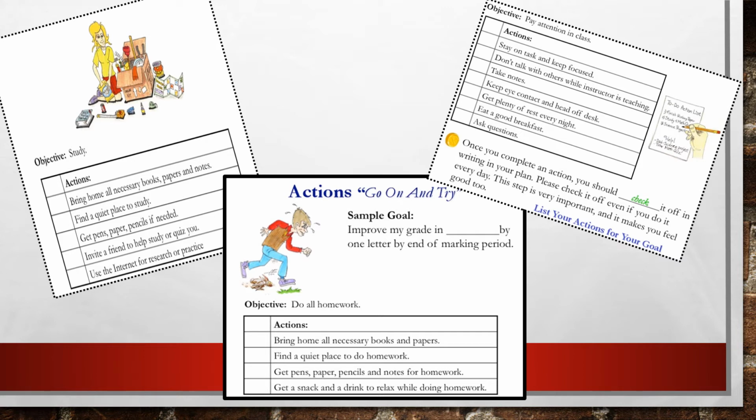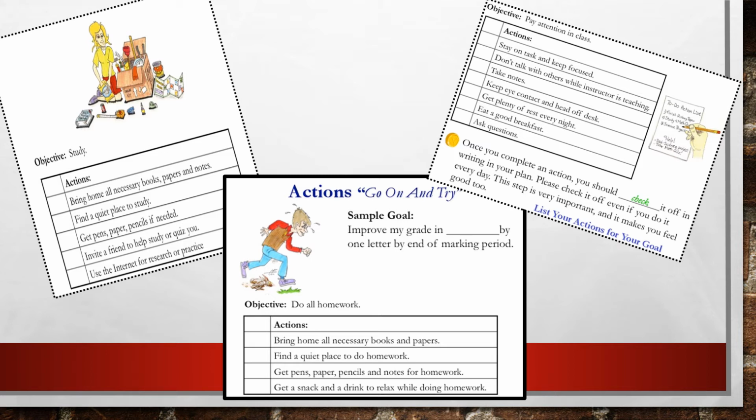Now do all homework is another objective. Another action: bring home all necessary books and papers, find a quiet place to do homework, get pens, papers, pencils, and homework. Get a snack and a drink to relax while doing homework. Once again, a lot of actions to make sure that you're going to accomplish the one objective: do all homework.